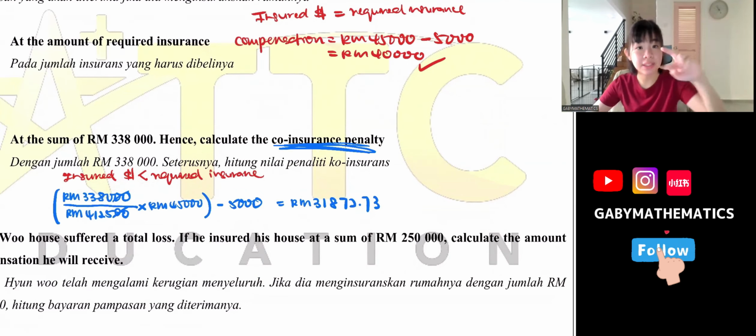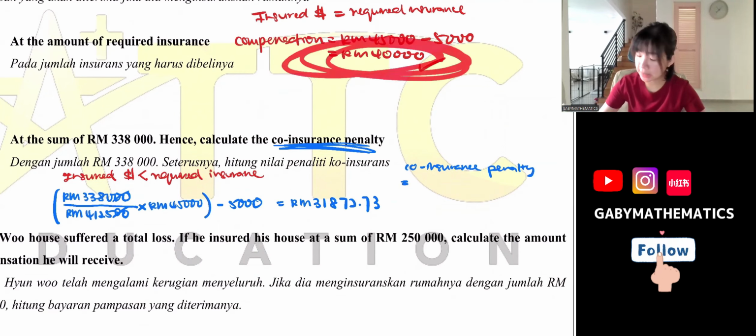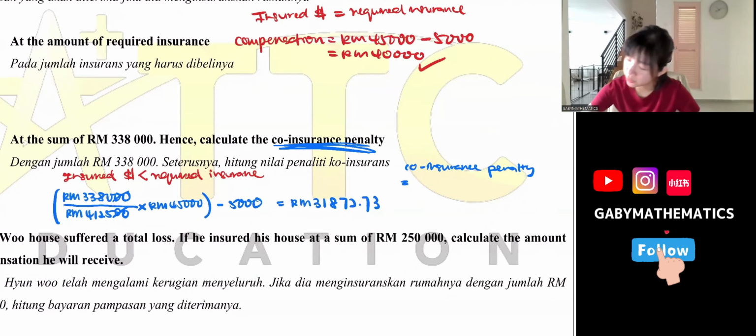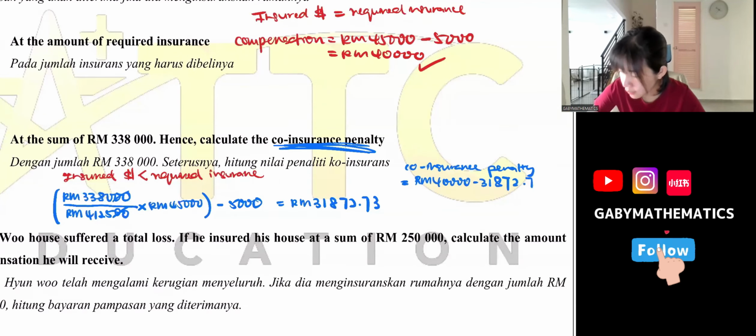So co-insurance penalty is the difference of the first and second situation. The first situation can get compensation of 40,000, but the second situation can only get 31,000 something. So we minus: 40,000 minus 31,872 ringgit 73 cents.